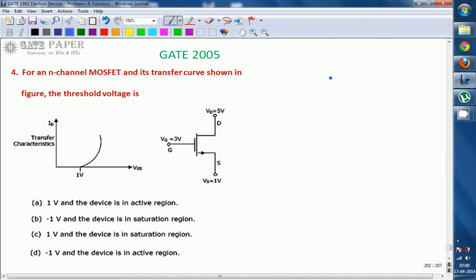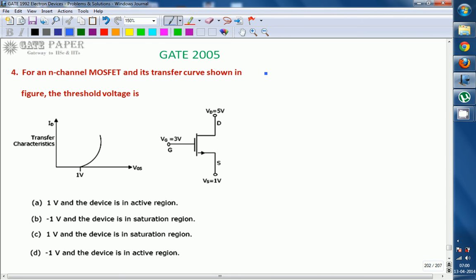So what will be the possible answer? We are going to calculate the region of transistor operation as well as the threshold voltage. This is an N-channel MOSFET, and the symbol says it is enhancement mode, and the characteristics also. Threshold voltage is defined as the minimum amount of voltage required such that a channel is formed between drain and source. If you apply a voltage lesser than that, no channel is formed, and at that time the current will be 0.